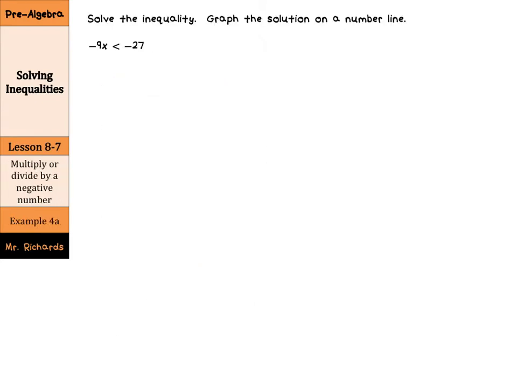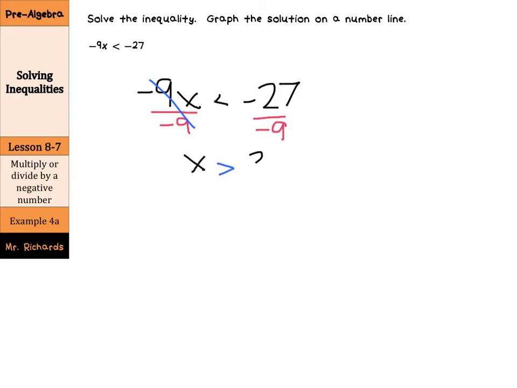Solve the inequality, graph the solution on a number line. Let's go ahead and rewrite this. -9x is less than -27. Well, let's divide by the -9 on both sides of the inequality. This cancels, and since I divided both sides of the inequality by a negative number, I need to reverse my inequality. So I'm left with x is greater than 3.